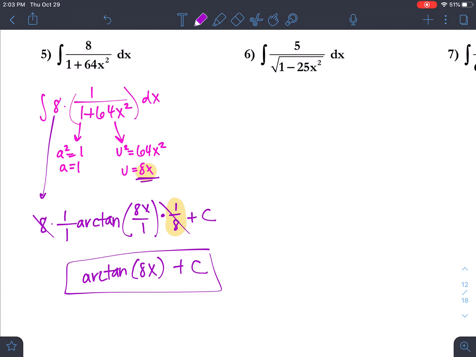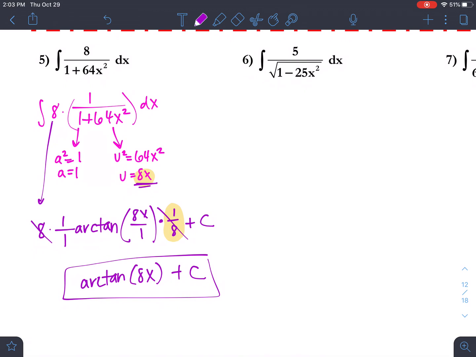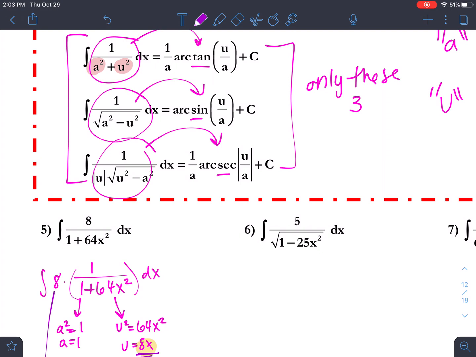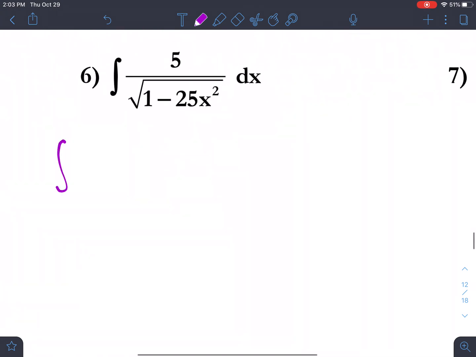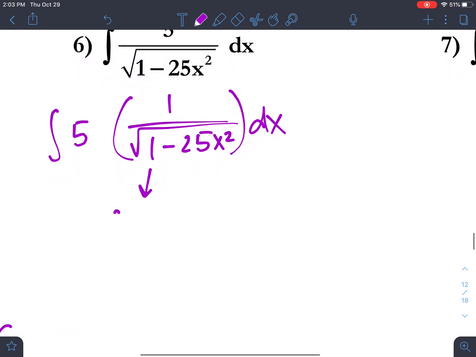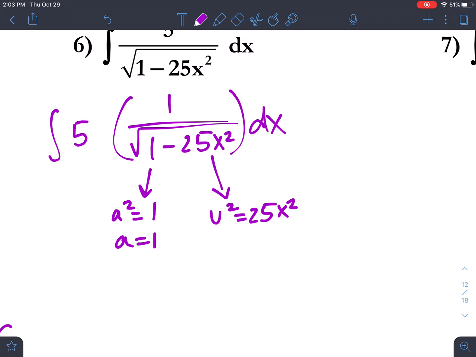6, you'll notice it looks a lot like arcsine. And if you don't notice that, it's just something to look out for, like 1 minus something squared. Okay, and square root of 1 minus something squared in the denominator. That's just a good thing to look out for. So let's rewrite this a little bit. 5 times 1 over the square root of 1 minus 25x squared dx. Okay, we're going to find this is a squared is 1, so a is 1. U squared is 25x squared, so u is 5x.